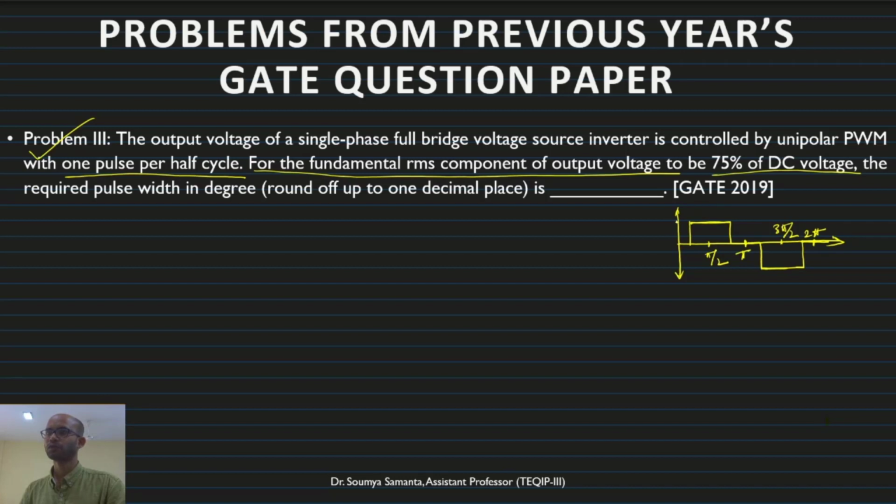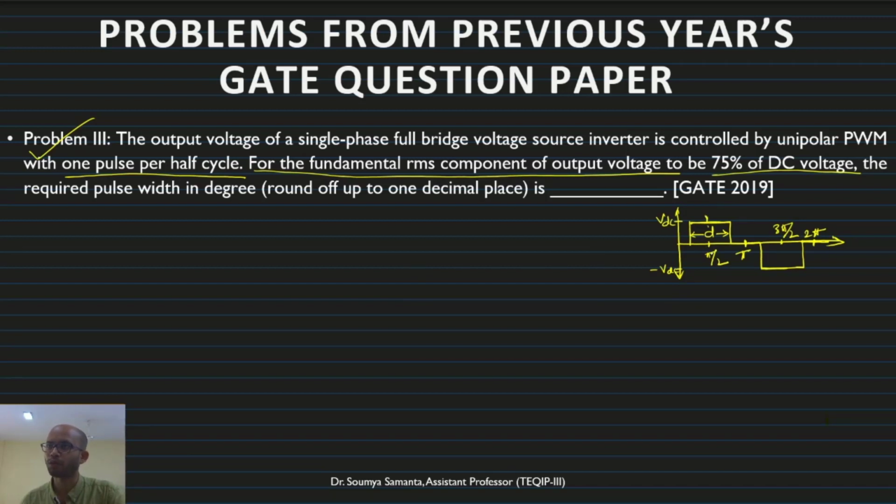Okay, so this is VDC, this is minus VDC, this will be the output voltage waveform. Now this is the width of the pulse. Suppose D is the width of the pulse. I have already derived this in the last class, that this will be 4 VDC by pi into sine D by 2. That will be the expression. If you want, I am going to derive this once again.